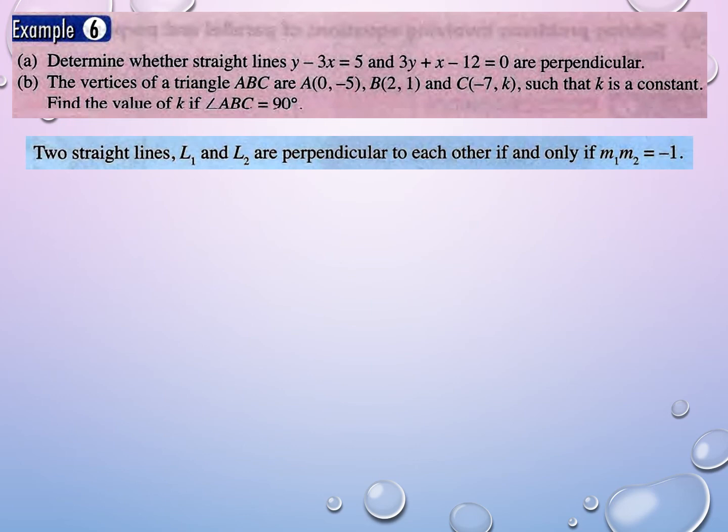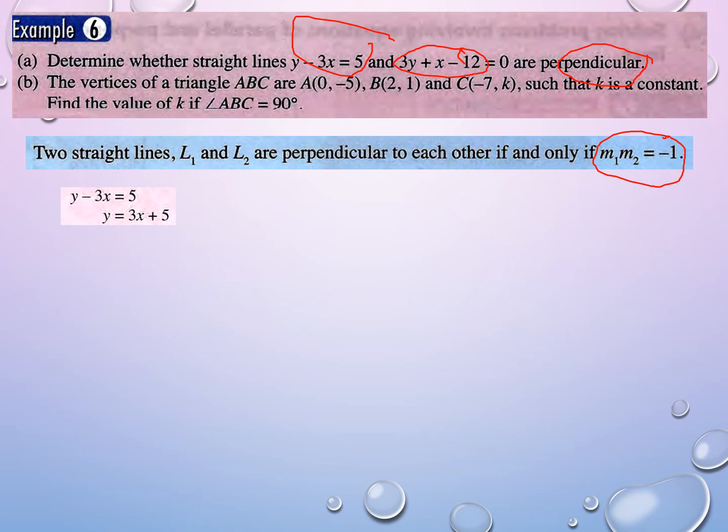Now if the two lines are perpendicular, see here. The line is perpendicular, so I have two lines. Again, for perpendicular, m1 multiplied by m2 equals negative 1. This one we have shown just now. So first thing, change to gradient form. How to change to gradient form?